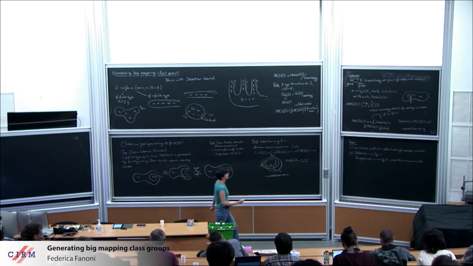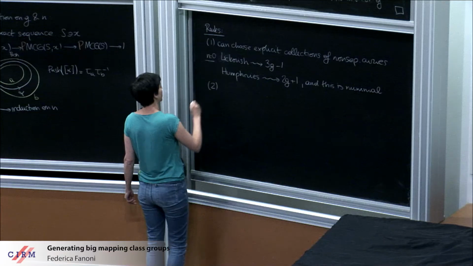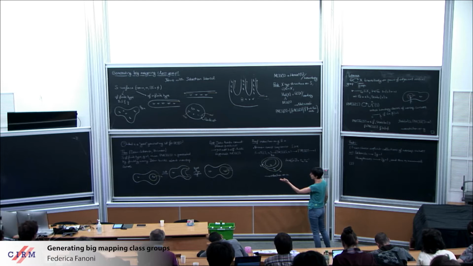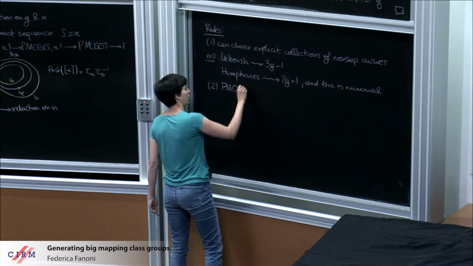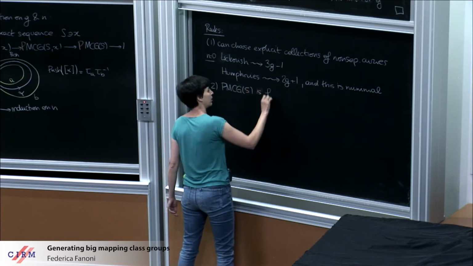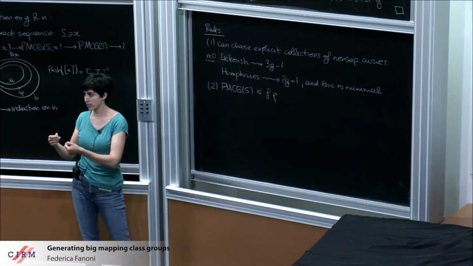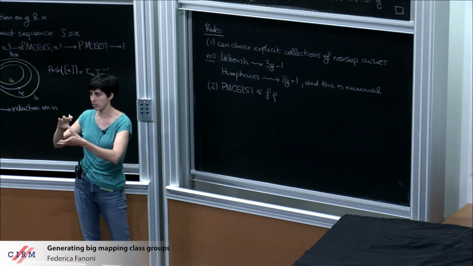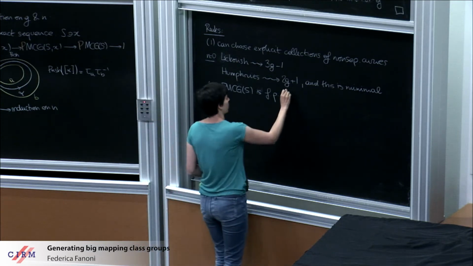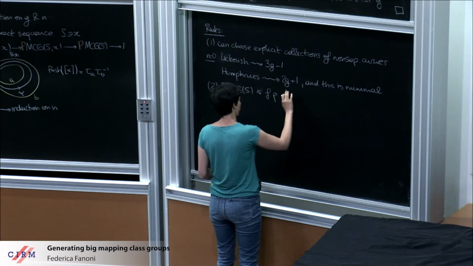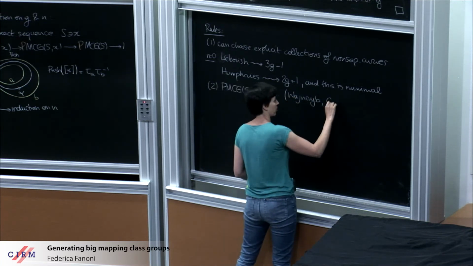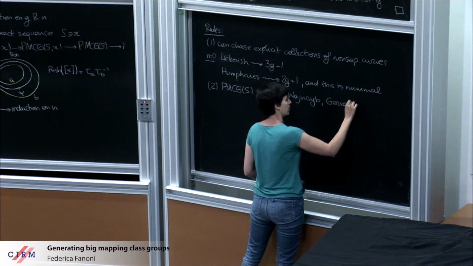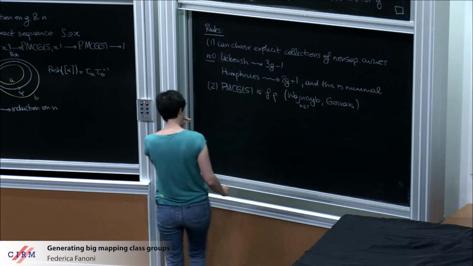Okay, then something else. Here what I'm saying is that the pure mapping class group is in particular finitely generated. There's more. The pure mapping class group is actually what is called finitely presented. So I can choose finitely many generating elements, and I need finitely many relations between these elements, and this is going to tell me exactly what happens. This was done first by Wajnryb, and then Gervais, for at most one puncture, and then in general.